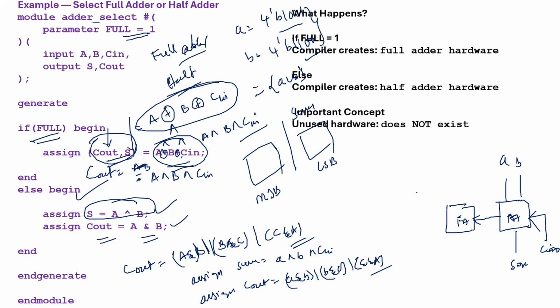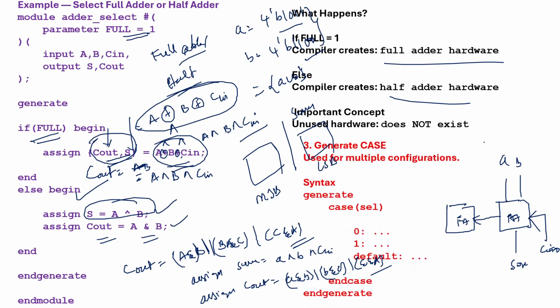See, I told you now. If full equals 1, the compiler takes the full adder hardware, and in the else condition it goes to the half adder circuit. If you are not giving any value, it does not exist. Unused hardware does not exist.